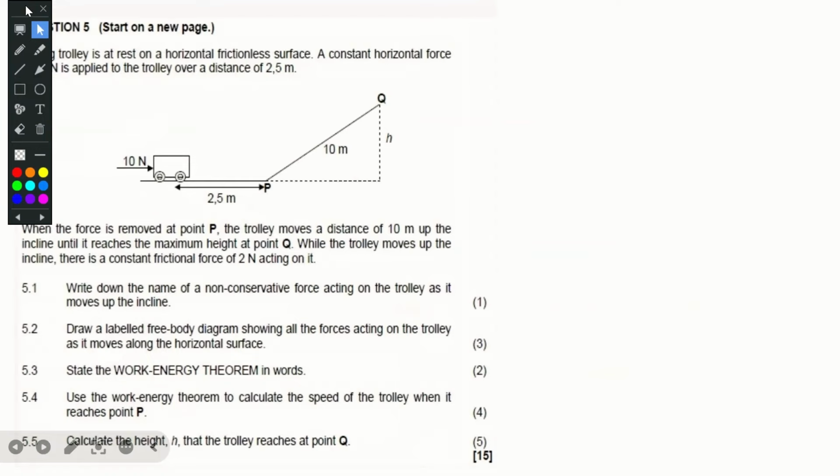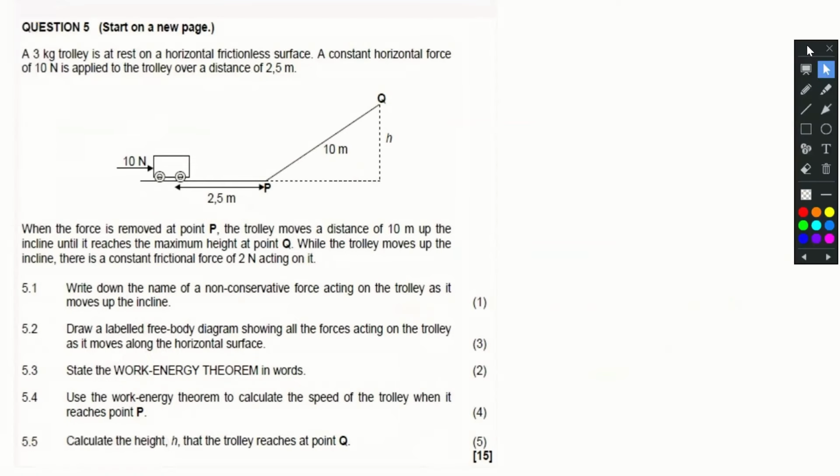It says a 3 kg trolley is at rest, then that means the initial velocity is 0, on a horizontal frictionless surface. A constant horizontal force of 10 Newton is applied to the trolley over a distance of 2.5 meters. Right? When the force is removed at point P, note that when the force is removed, that means at this point, they are letting the trolley just move up at its own accord. No force is being applied. The force is removed at point P.